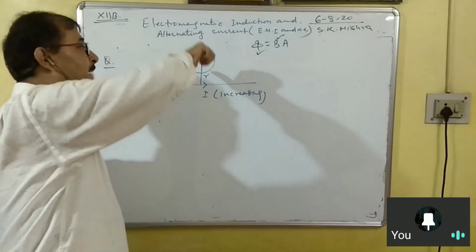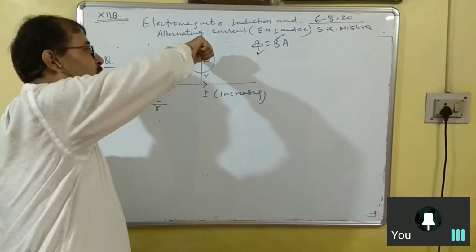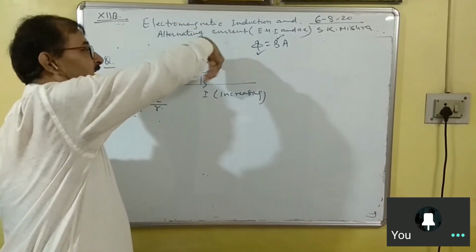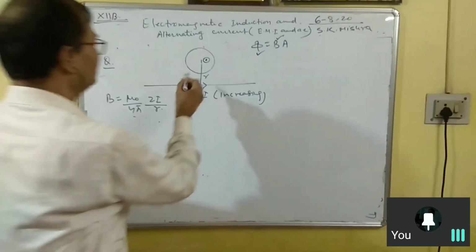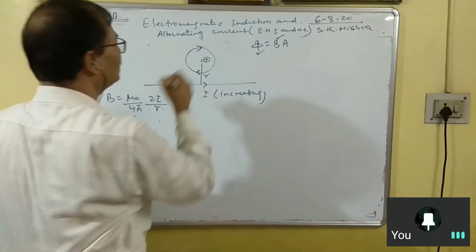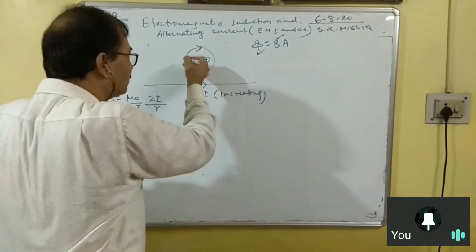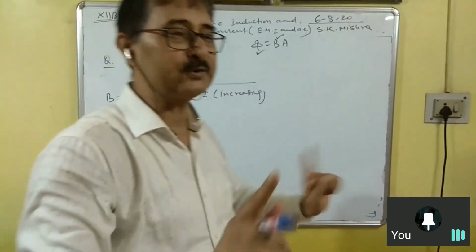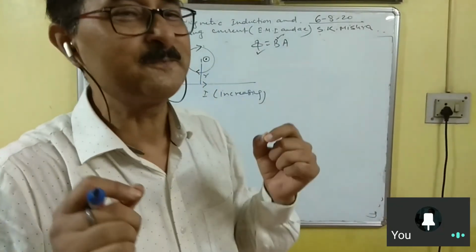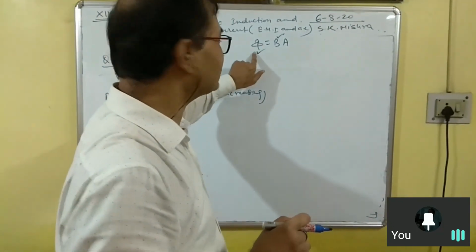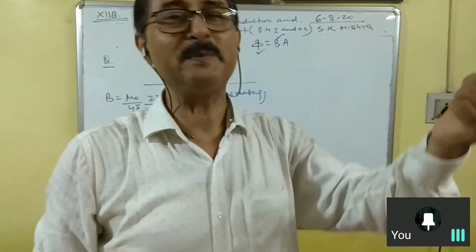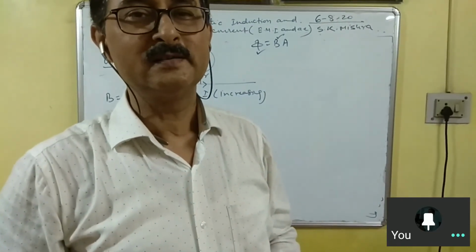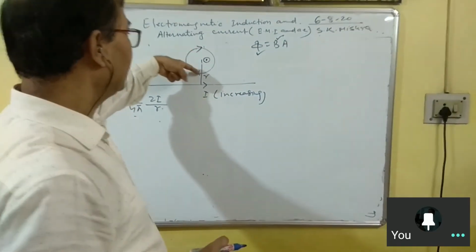So if the magnetic field of the loop is along this direction, think about the direction of current. It should be clockwise. Then the magnetic field of the current-carrying loop will be cross, so upward and downward. The two fields are opposite to each other, therefore the net field will get reduced. And if the net field gets reduced, then the flux, instead of increasing, is retarded. That's why the direction of induced current will be clockwise.